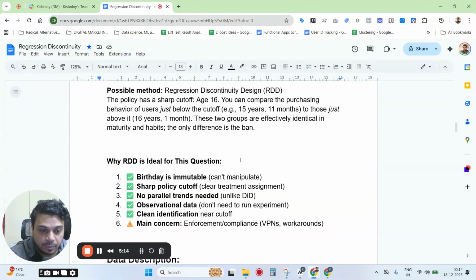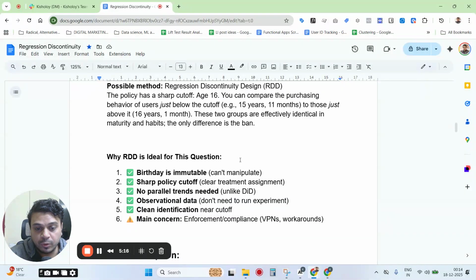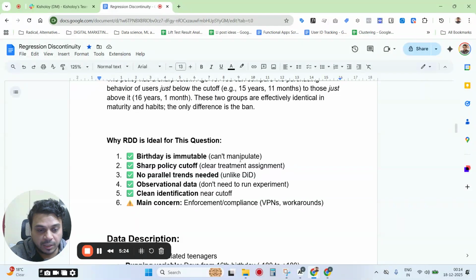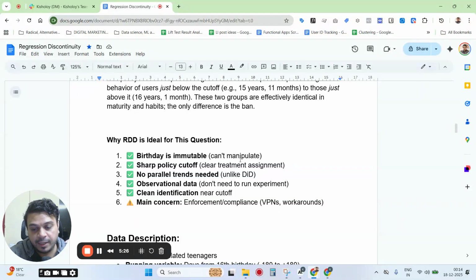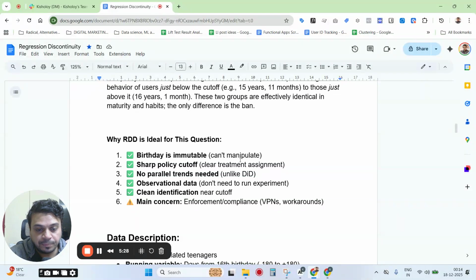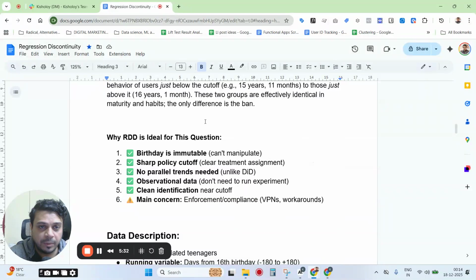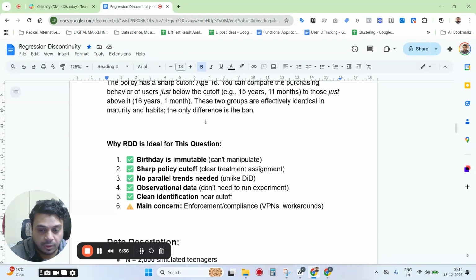But anyway, here you can compare the purchasing behavior of users just below the cutoff, as opposed to those just above it. So it's like a very quick change. That's what we're going to try and see if there is any. That's the whole point of this exercise. So obviously the simulated data will be created in such a way that we do observe such a shift, or such a jump.